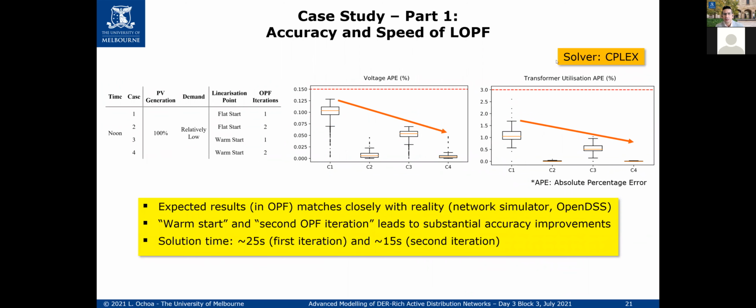So in this case, let me just, what is this? There's a question and answer here. Okay, let's click here. All right. So what we are going to do here is first assessment of accuracy and speed.